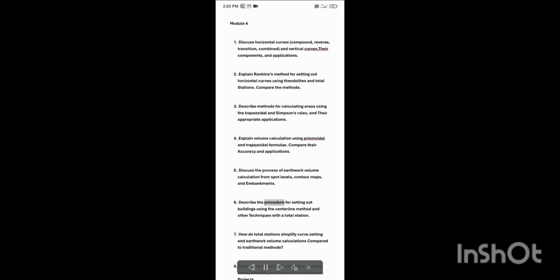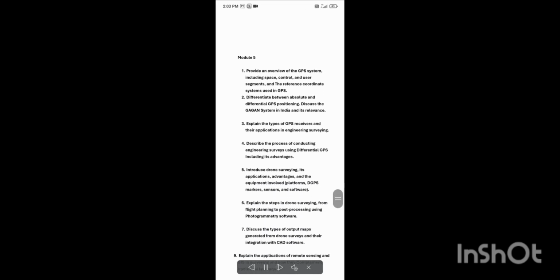Describe the procedure for setting out buildings using the centerline method and other techniques with a total station. How do total stations simplify curve setting and earthwork volume calculations compared to traditional methods? Explain the role of CAD software in plotting areas, volumes, and curves for construction projects.